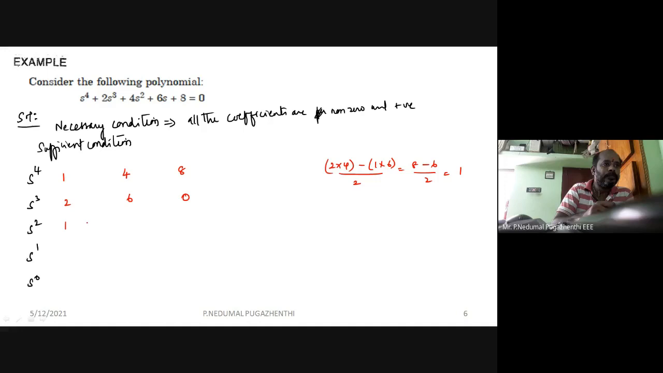Then the second thing is 2 into 8 minus 1 into 0 divided by 2. So you will get an 8 here. And this is going to be 0. Is that right? Tell me what is the coefficient of S power 1 the same way. It is 6 minus 16 divided by 1. So minus 10. Correct. Then this is going to be 0, 0, 0. You will have an 8 here.